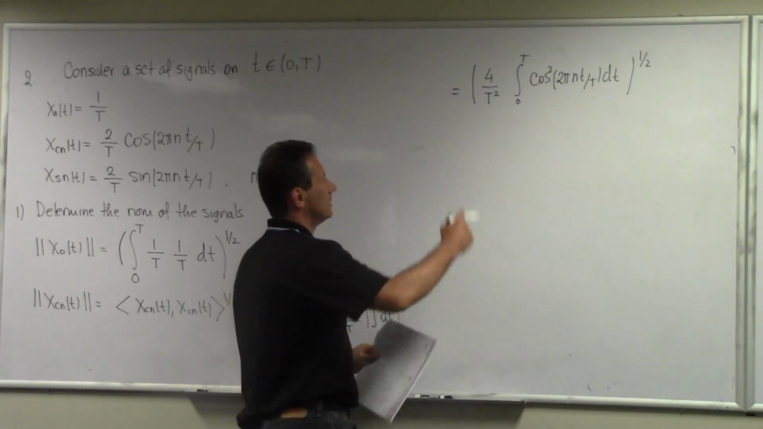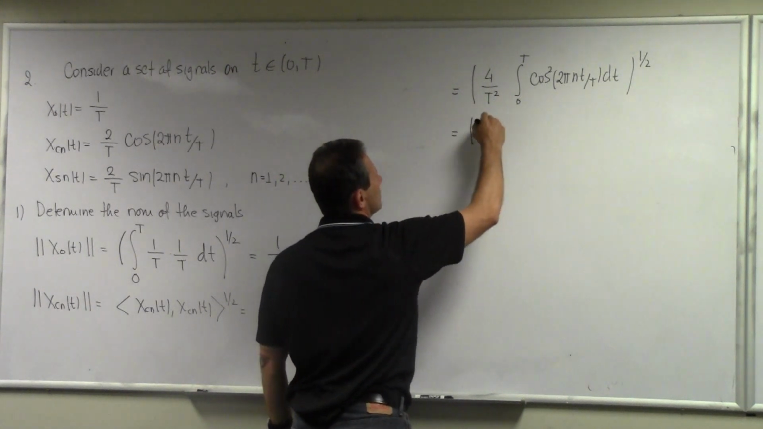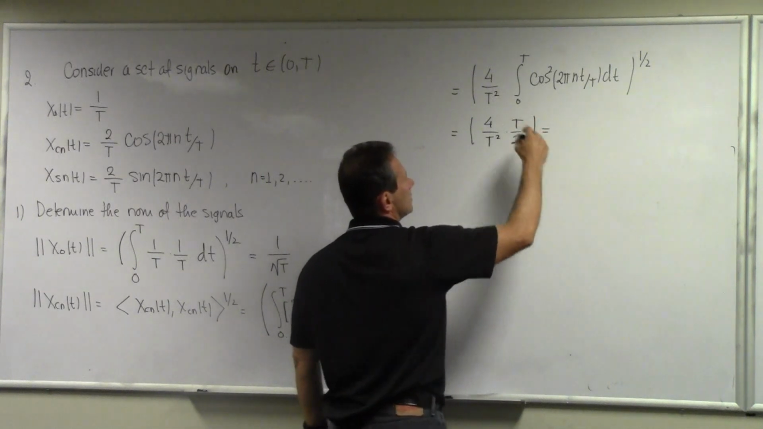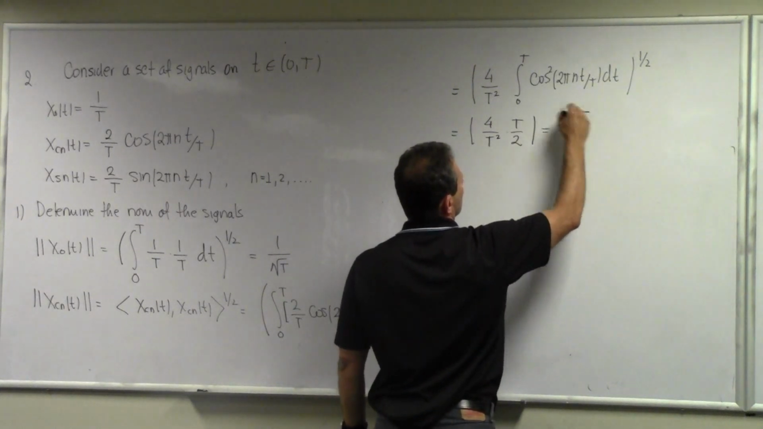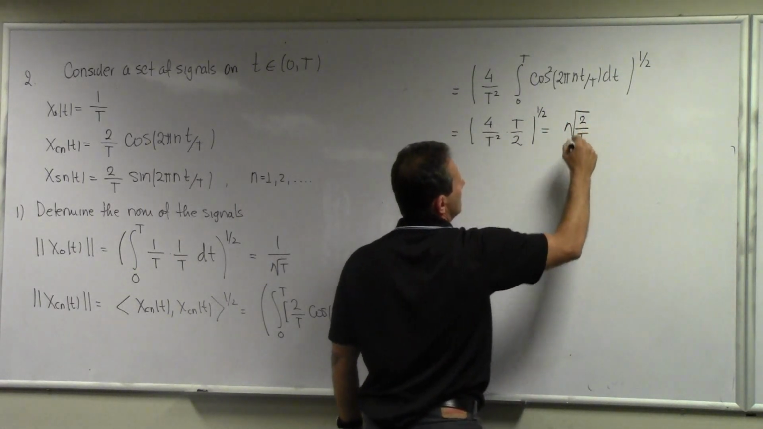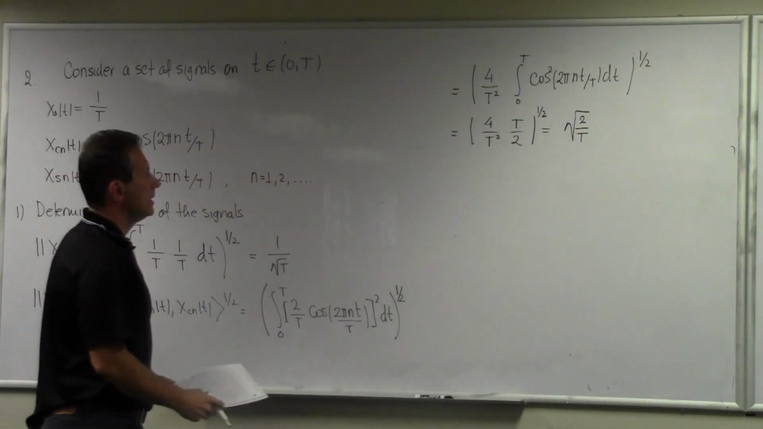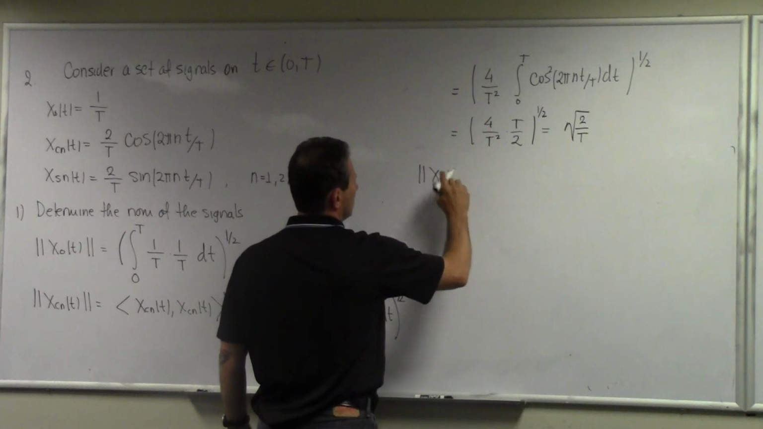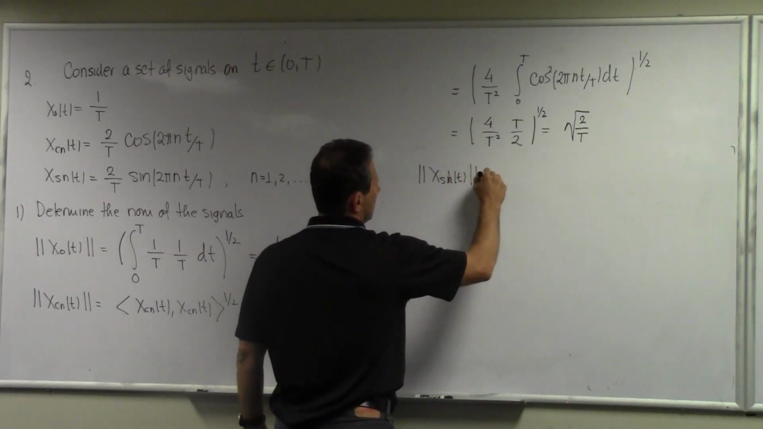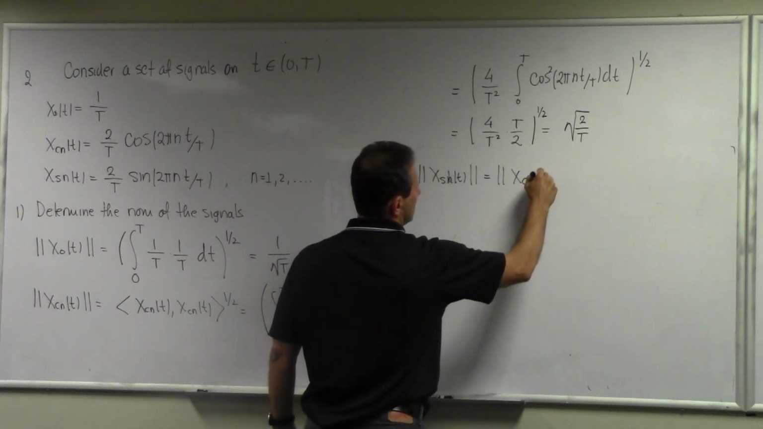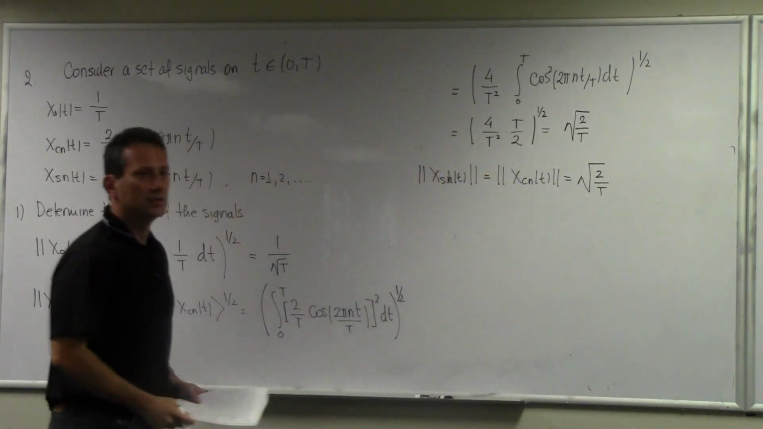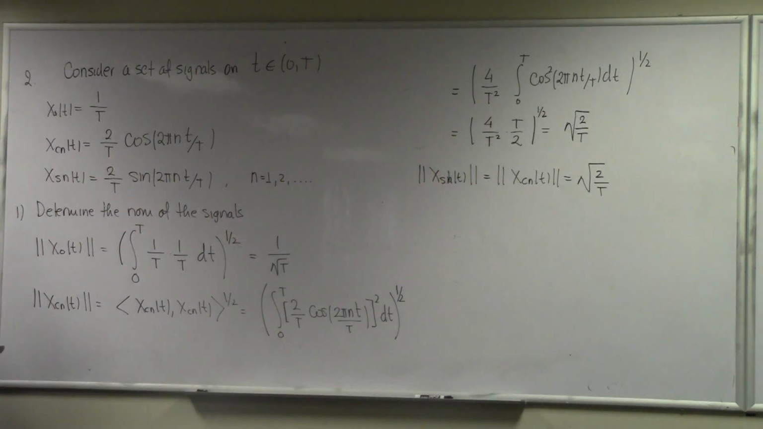You can do it longhand, or you can just say this is 4 over T squared times T over 2. So T and T cancel, and this is square root of 2 over T. Okay? And then the last one is the norm of x s n of t. You can see that this has to be equal to the norm of x c n of t, square root of 2 over T. So it's essentially the same waveform, just shifted by pi over 2. So these are the norms.